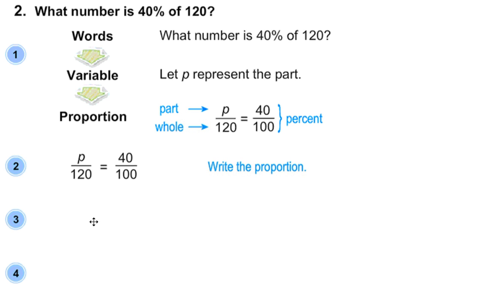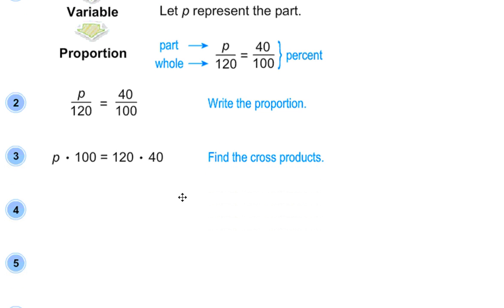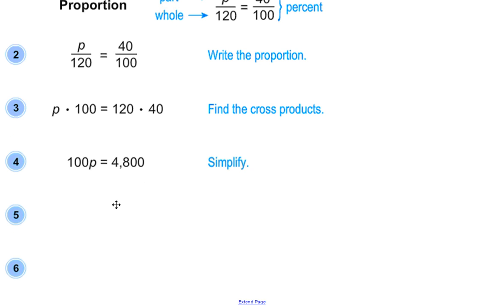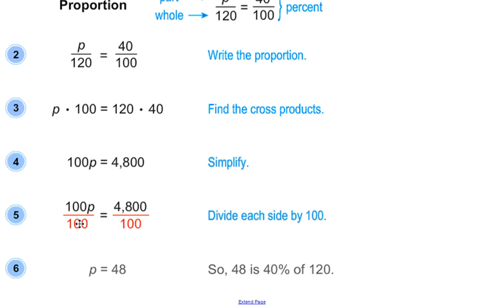Now we can find our cross products. So we have P times 100 and we have 120 times 40. Now I can multiply my cross products. So 100 times P is 100P, and 120 times 40 is 4,800. Now I'm going to divide by the number multiplied by the variable. The number multiplied by P is 100, so I'm going to divide both sides by 100. What I'm left with is P on the left, because 100 divided by 100 is just 1, and 4,800 divided by 100 is 48. So 48 is 40% of 120.